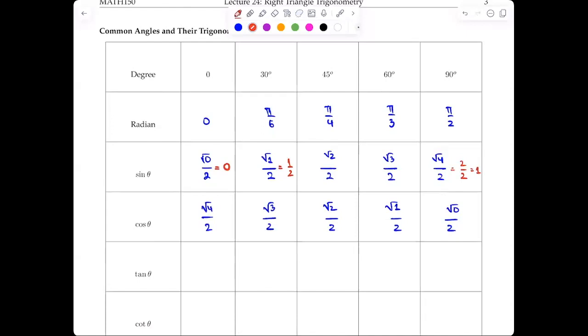Then you do the same for the numbers in the cosine theta. So this one is 1 as well. Okay, square root of 4 over 2. Square root of 4 is 2. 2 divided by 2 is 1. Root 3 over 2, just leave it like that. Root 2 over 2, like that. Root 1 over 2 is 1 half. And square root of 0 over 2 is 0. We good? Okay. So that's one way to memorize the table.